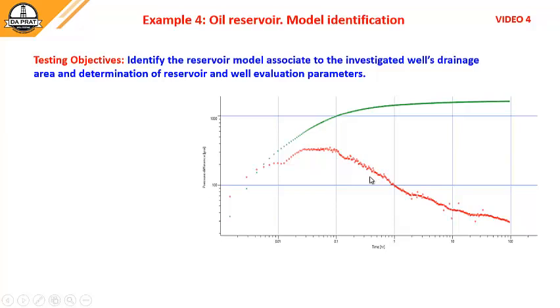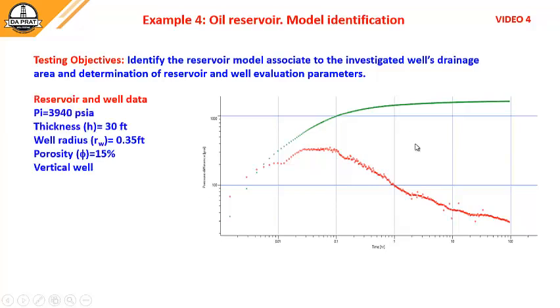This example is quite an interesting one because the pressure data quality, as we can see from here, is not good, but we'll try to do our best to model it. So here the objectives are to identify the reservoir model associated with the investigated well's drainage area and the determination of reservoir and well evaluation parameters, which is basically quite a common objective.